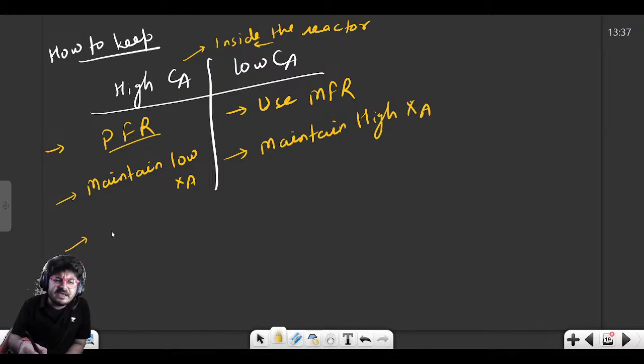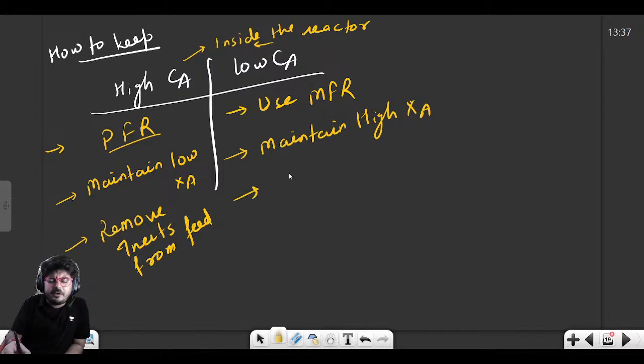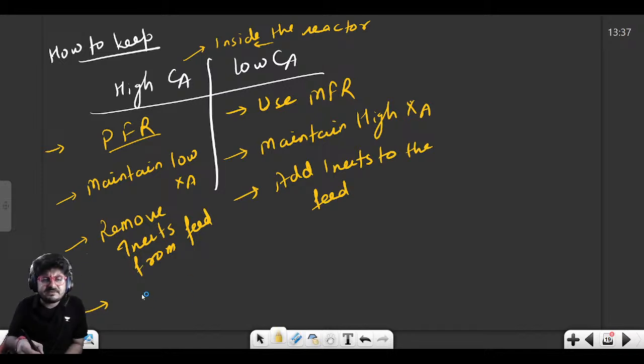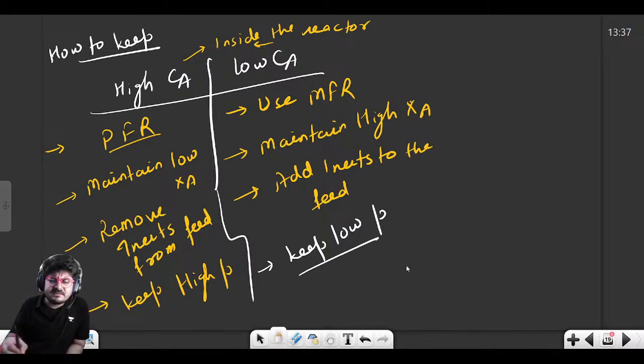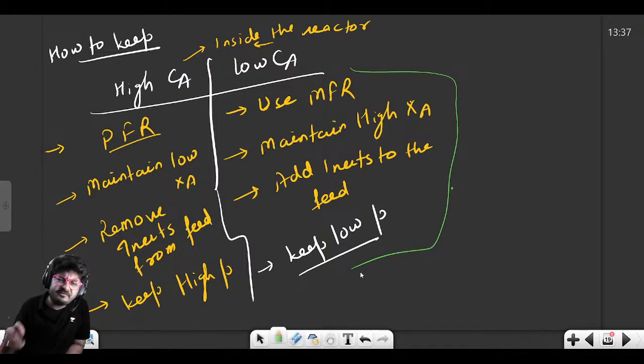Third, if you want to keep high Ca inside the reactor, then you have to remove inerts from the feed. And for low Ca, you have to add inerts to the feed. Fourth is high Ca. If you have a gaseous phase reaction, then you can keep high pressure inside the reactor. And for low Ca, you can keep low pressure inside the reactor. So I hope you know all these things, right? And how we do that, you all know, we have already discussed it. This is the variation, this is how we can optimize the selectivity with the help of concentration.